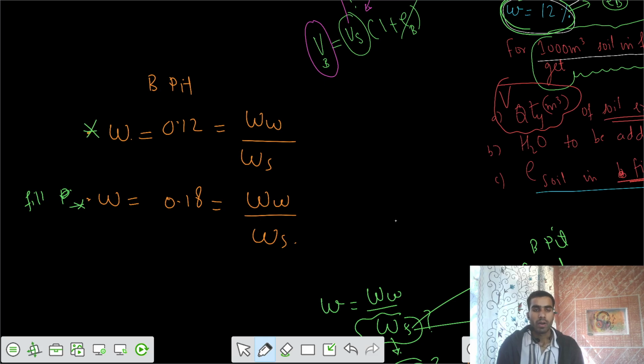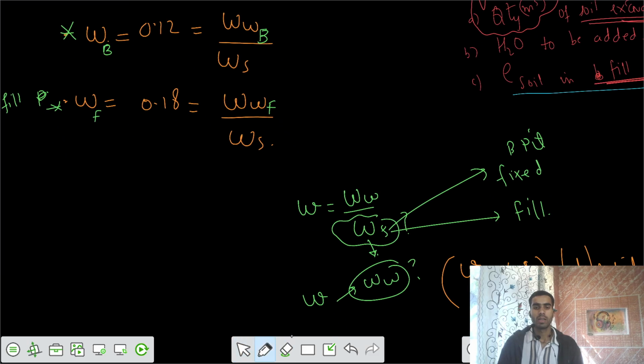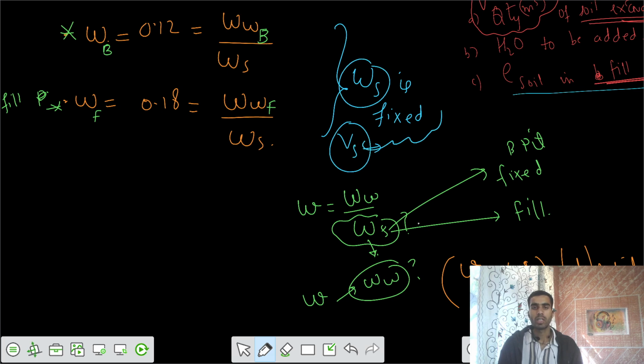I would write here, this is the water content at the borrow pit, this is the water content at the fill site, and this is the weight of water at the borrow pit, this is the weight of water at the fill site. But your weight of solids is fixed, because your volume of solids is also fixed. They are not going to change because your solids are incompressible.